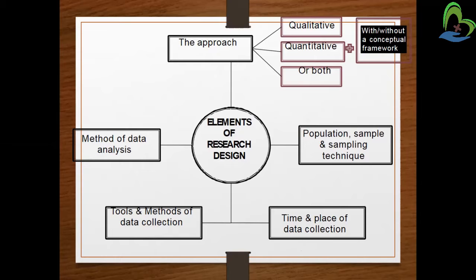Let's go through it again. We'll summarize: the research approach is segregated into three parts, that is qualitative, quantitative, or mixed. It can be with the conceptual framework or without the conceptual framework. We will find out the methods of data analysis. Before that, we should have a clear-cut picture of which population I want to study, what will be my sample, from where it could be, and the sampling technique I have to use to select my samples, tools and methods, that will be my instruments, how I will collect the data.